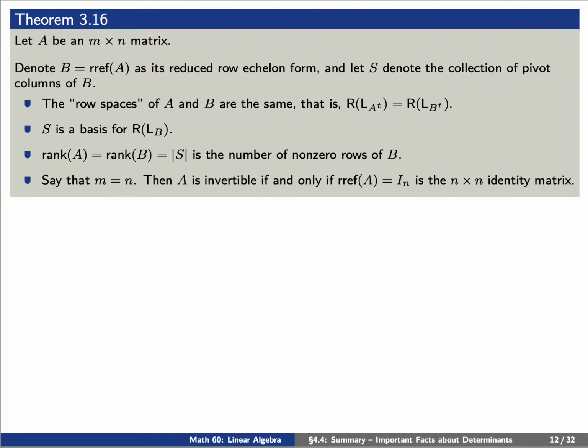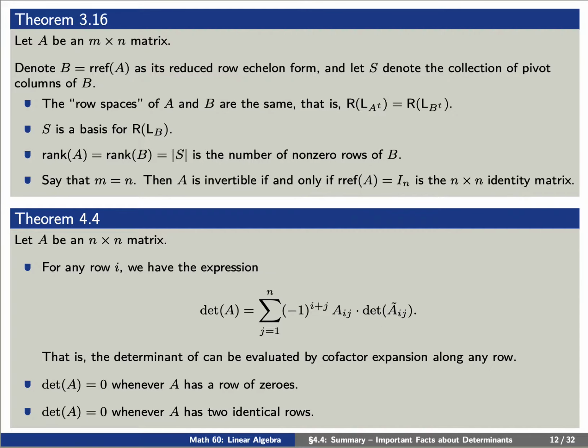Theorem 3.16 has a lot of statements, but we'll just point out the main one that we need for today. Let's assume that we have an M by N matrix where M equals N. That is, the number of rows equals the number of columns. Then A is invertible if and only if its reduced row echelon form is the N by N identity matrix.